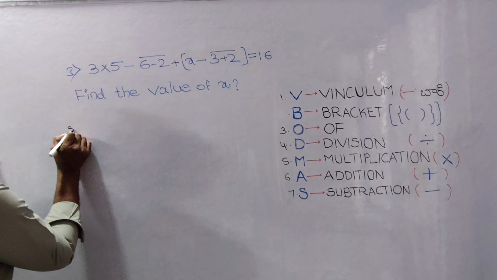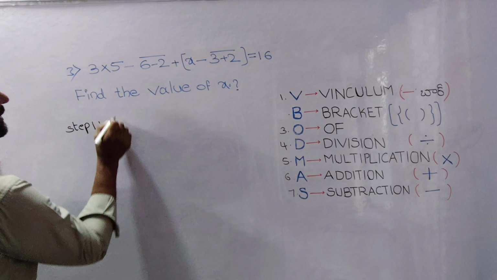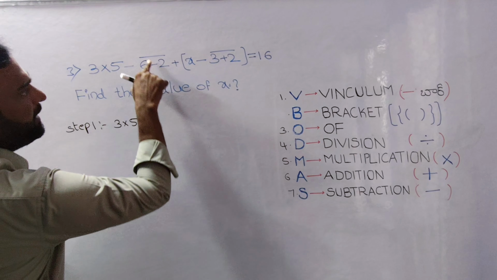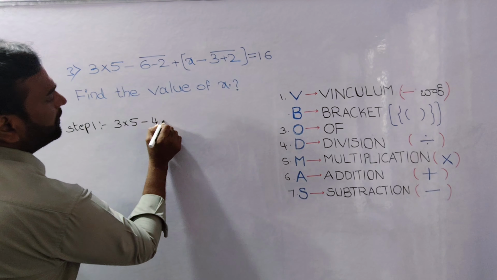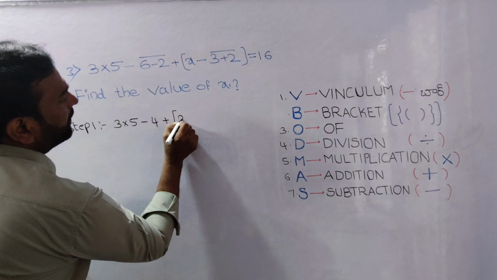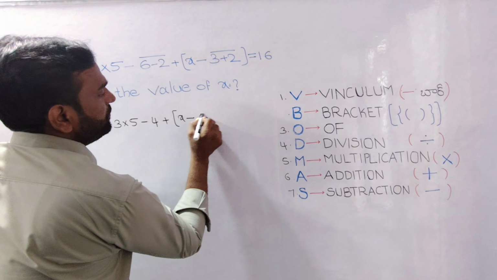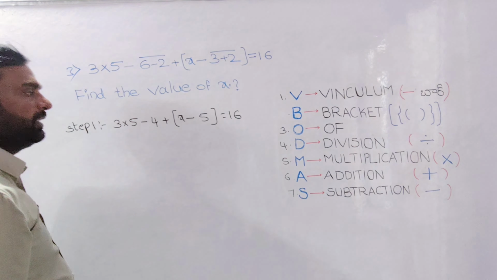So, in step 1, 3 into 5 write down same, minus 6 minus 2 bar. So, 6 minus 2 nothing but 4, plus of x minus 3 plus 2 bar. What is 3 plus 2? 5. So, 5 is equal to x.